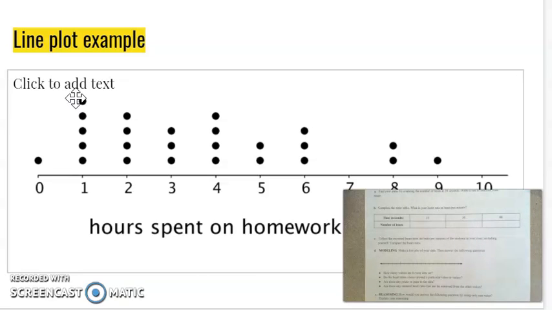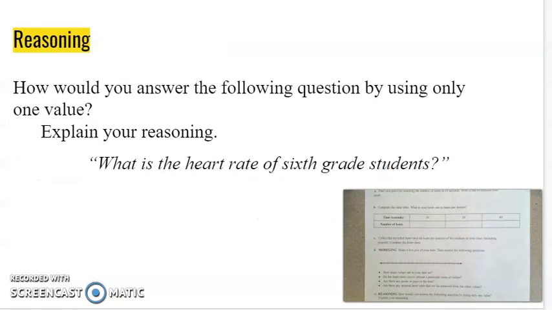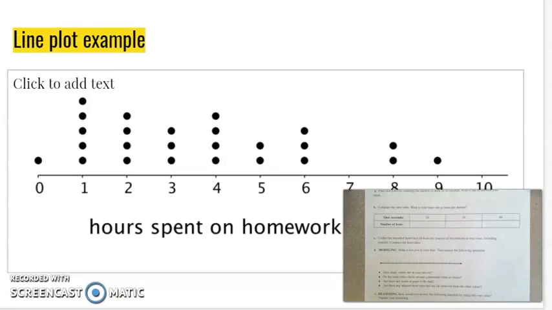And then are there any unusual heart rates that are far removed? So in this case, are there any unusual dots on this particular dot plot? Maybe the 9 is kind of pushing it, but there's nothing super out of the range here. So you're not always going to have a peak. You're not always going to have a data point that's far removed. But what we want to look at here is if I were to answer this question, what's the heart rate of 6th grade students? Or in your case, at home, you would say, how many hours are spent on homework a week?